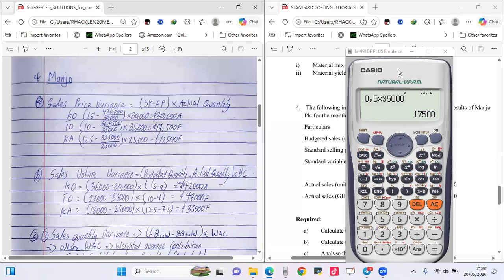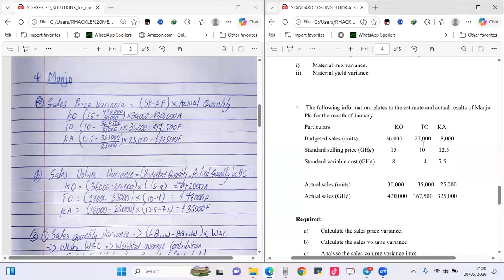So let's do that. Looking at the question here, we can see that we were not given anything related to fixed cost, but only variable. So this means that the organization is using marginal or variable costing. So we are going to use the budgeted contribution in doing that. The sales volume variance for an organization using marginal costing is going to be the budgeted quantity minus the actual quantity times budgeted contribution.